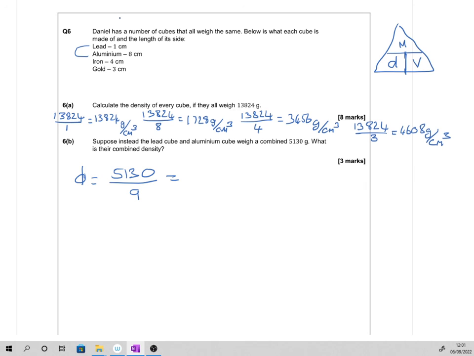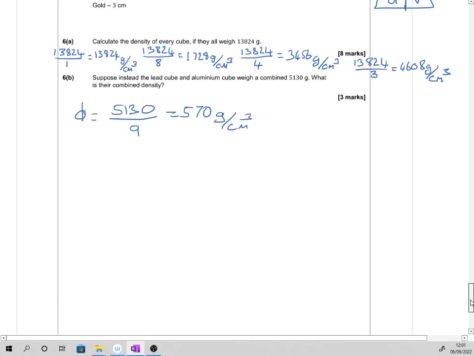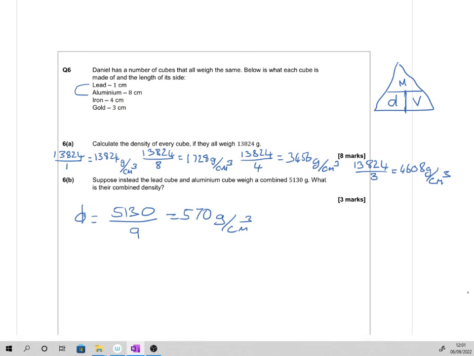So 5130 divided by 9 is 570 grams per centimeter cubed. I think that's the bottom one. Okay, so density. Tricky. Got to remember that triangle.